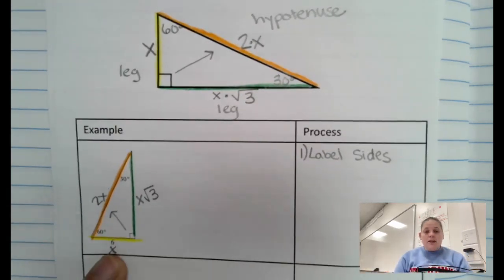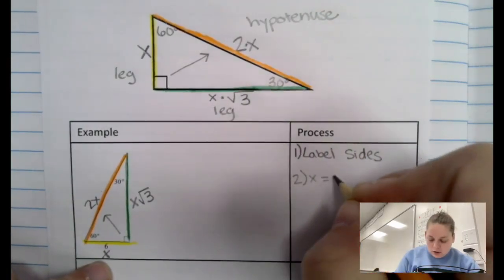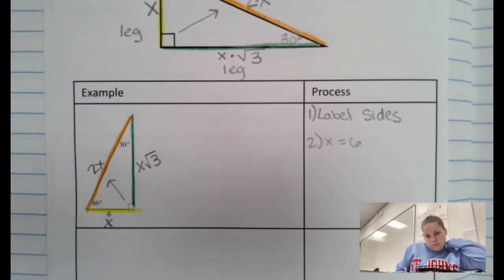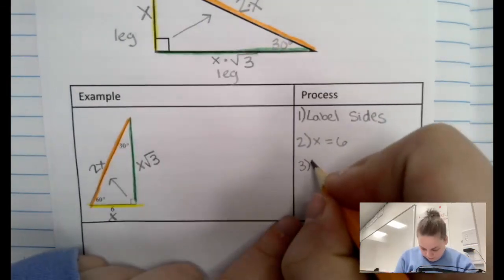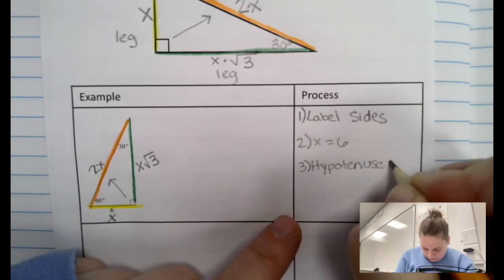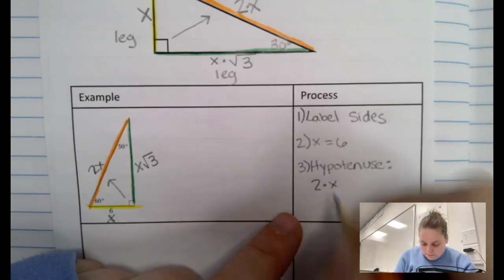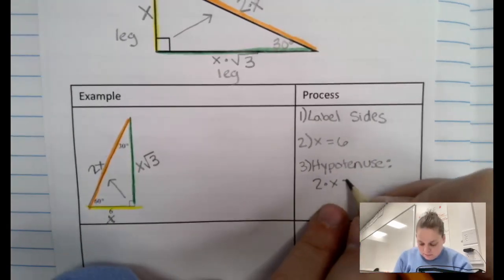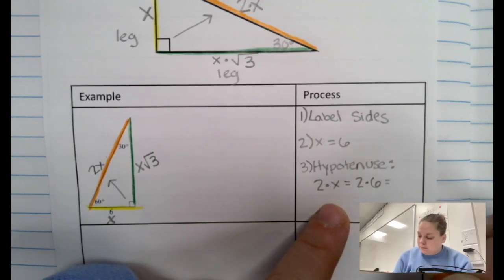So our given length is x. So our step number 2, we're going to think that x equals 6. And our goal here is to find all three sides. Okay. So to find the hypotenuse, hypotenuse is 2 times x. So we just take our x, 6, 2 times 6 is 12.